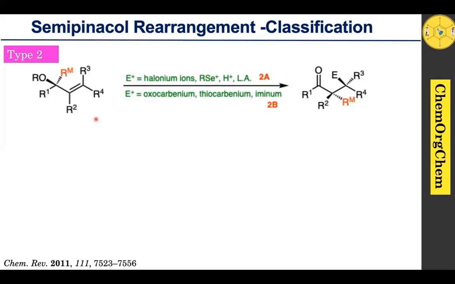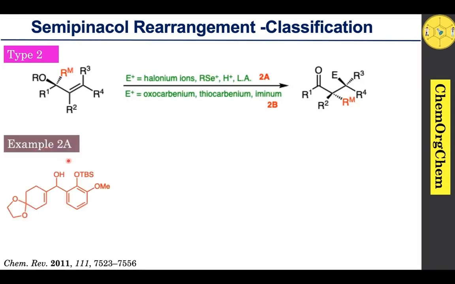In contrast, if the rearrangement is initiated by oxocarbenium ion, thiocarbenium ion or iminium ion, it can be classified as type 2B rearrangement. Let's move on to some specific examples for each rearrangement. The first case is type 2A. Here you see this one is an allylic alcohol.